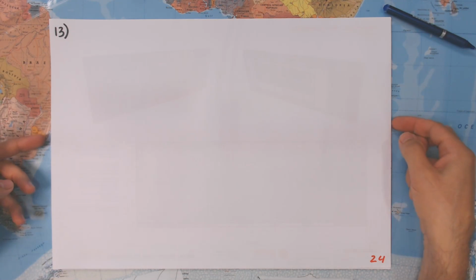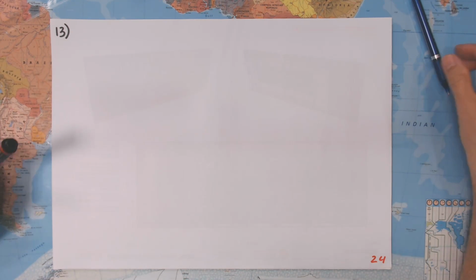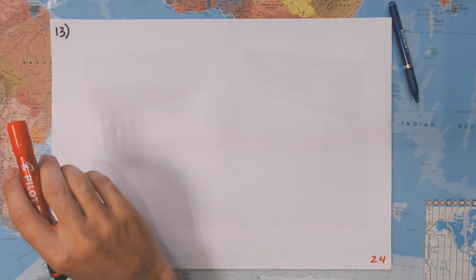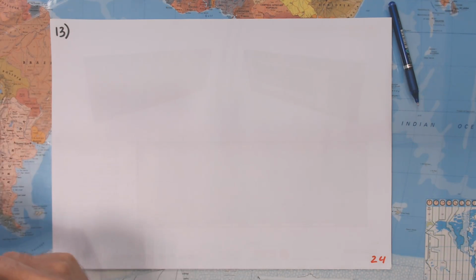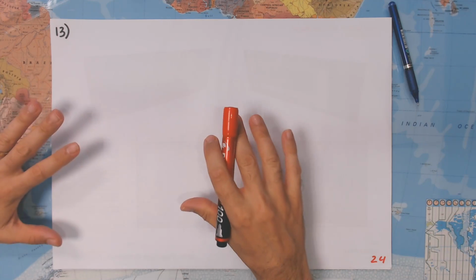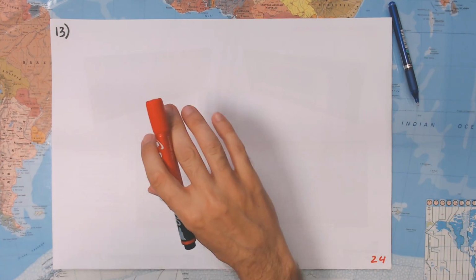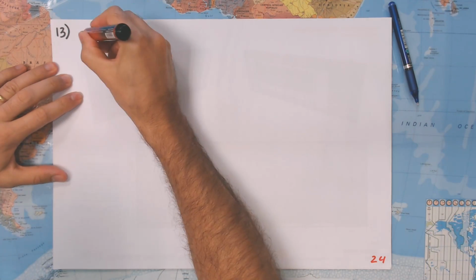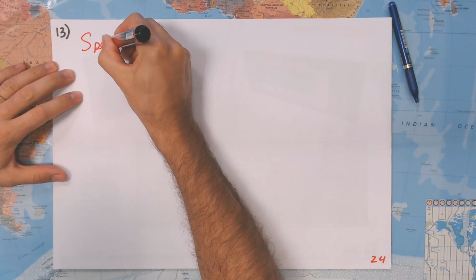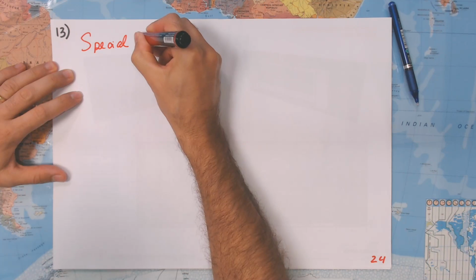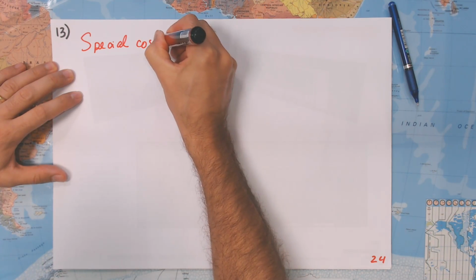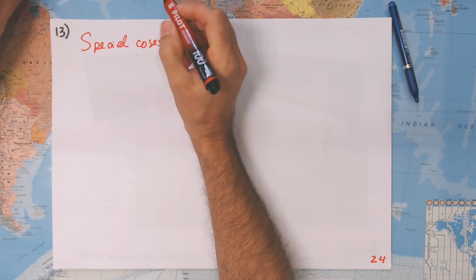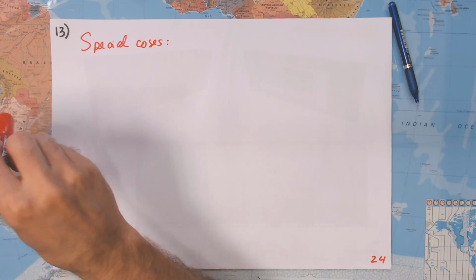Now we are going to see exercise number 13. But before that, we are going to stop a little bit and do a little more theory. We are now going to study some special cases. And what are those cases?